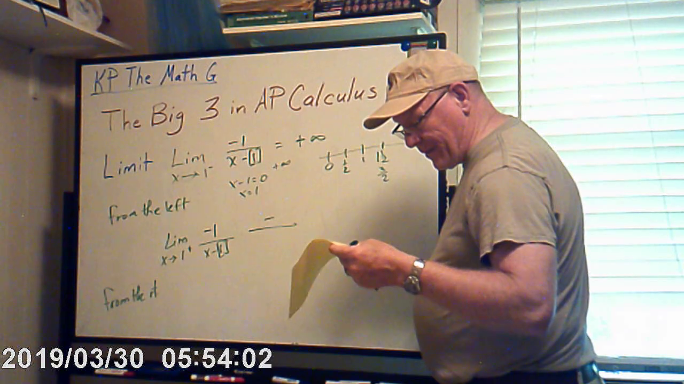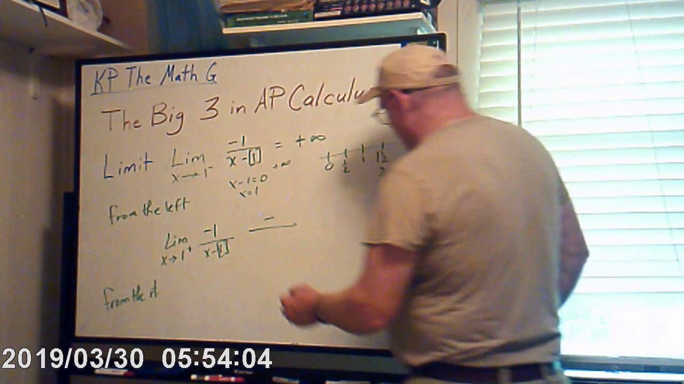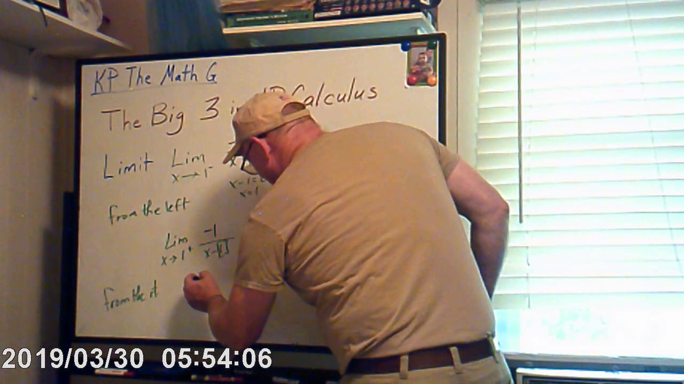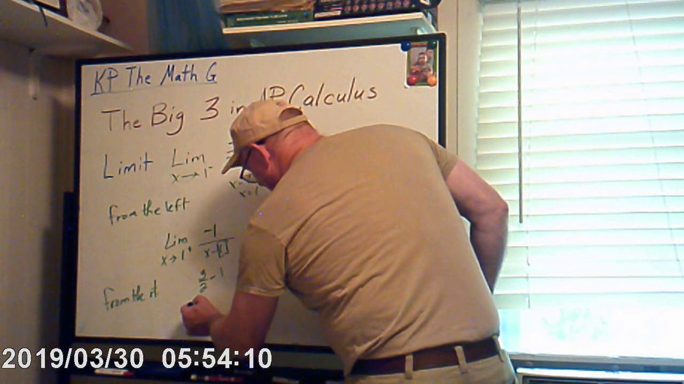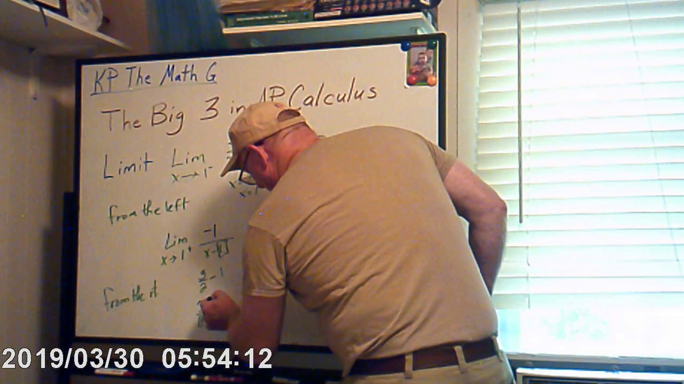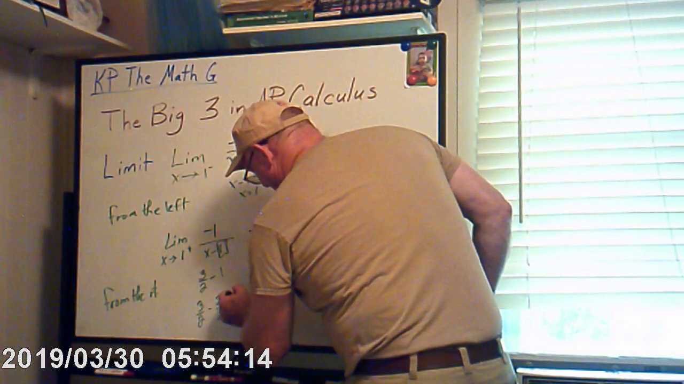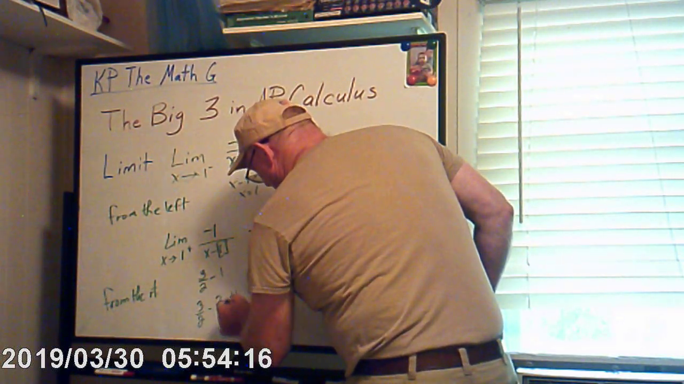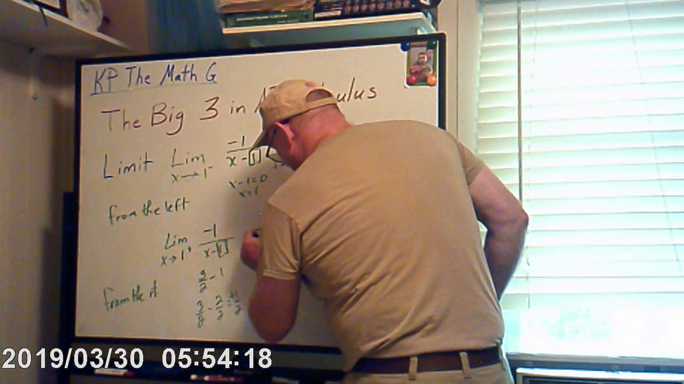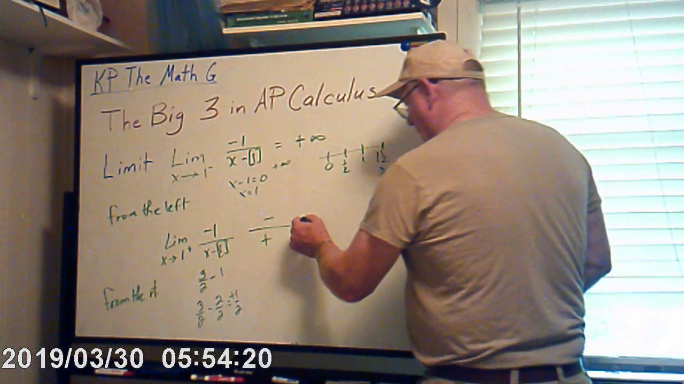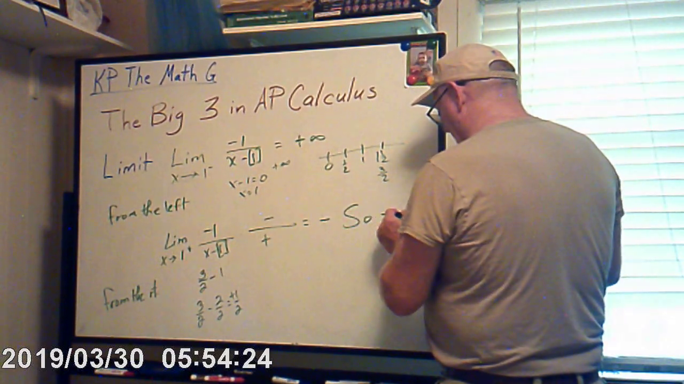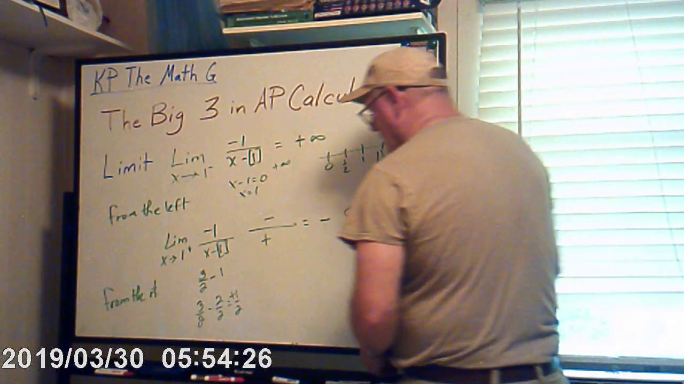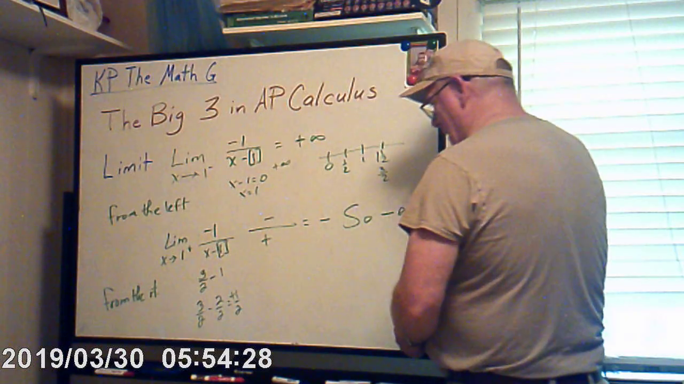I did plug in 2. You can, I guess, or 3/2. I'll just go 3/2. 3/2 minus 1, which is 3/2 minus 2/2. Now this is a lot to swallow. That's a positive 1/2. So that's a positive answer. A negative over a positive is negative. So negative infinity is the answer here. So this limit is -infinity.